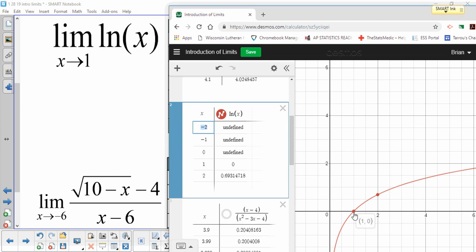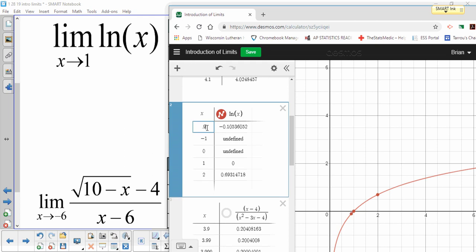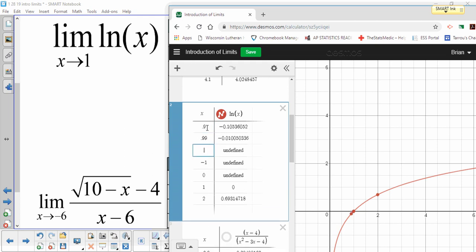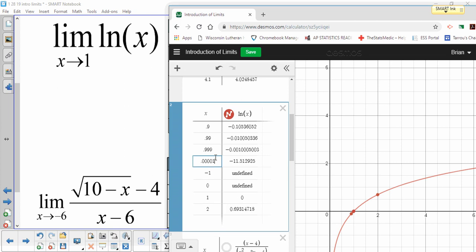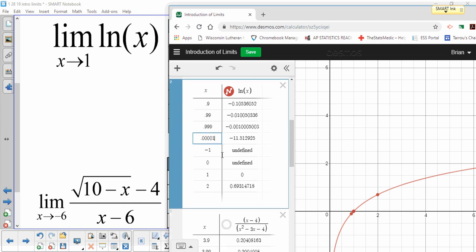Okay, so here's 1, and from the left side, we're talking about values close to 0.99 and so on and so forth. So if you go 0.9, and then 0.99 and 0.999, what you see is what it is getting closer and closer to. It appears, well, that's kind of hard to see. We get that right there at 1. As we get closer and closer to that, we see that it's getting closer and closer.